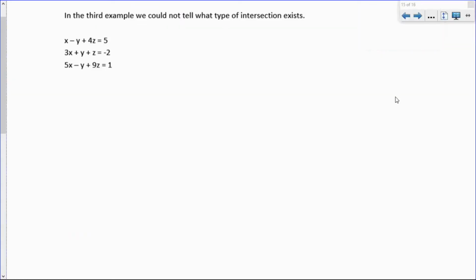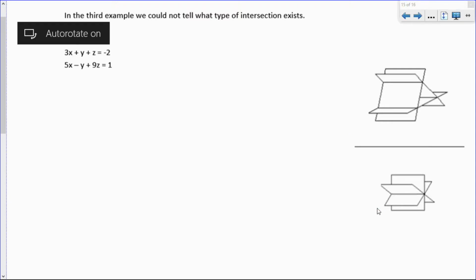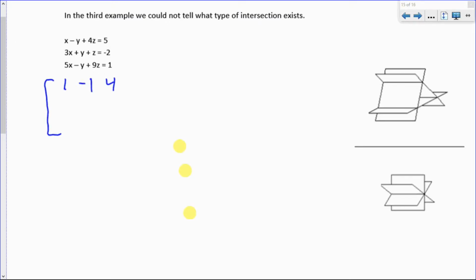That brings us to our third example, where we couldn't tell what type of intersection exists. None of the planes were parallel, since none of the normals were collinear. The normals were, however, coplanar, which means that we either had a triangular prism with no intersection, or we had an intersection that was a line. So the only way to solve this is to actually try to solve it and see what happens. We can put it into an augmented matrix, perform row operations, and see what our result ends up looking like.